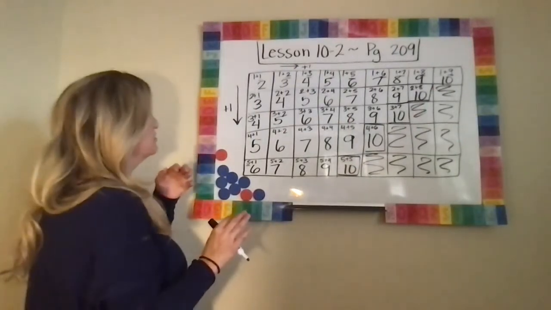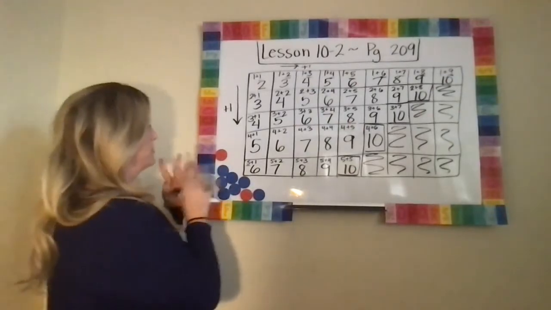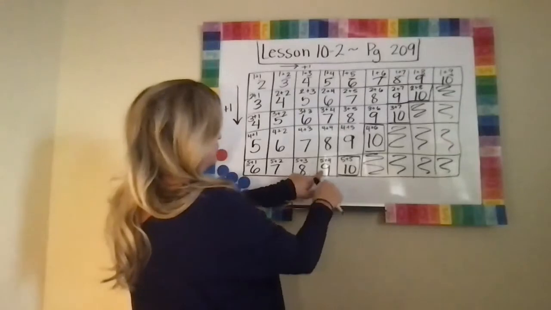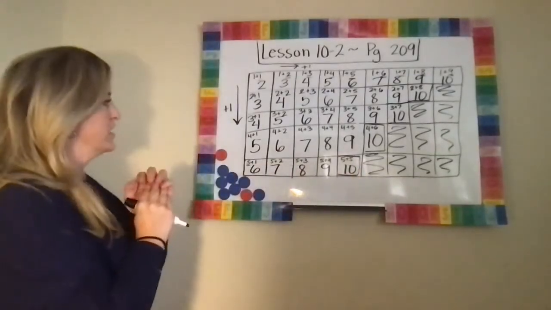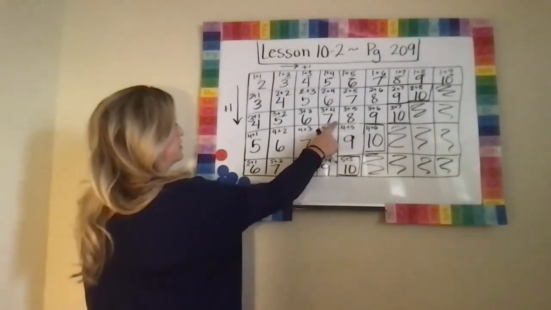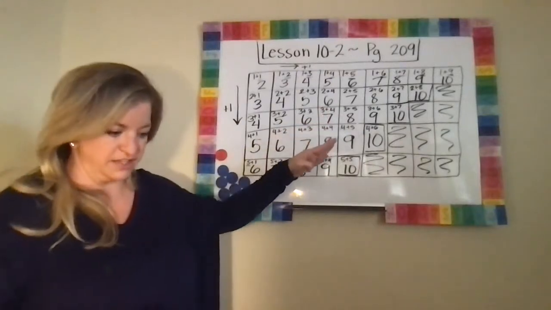Also, something I wanted to point out to you is that on some of these you have your opposites. So here you have 5 plus 4, but here it's 4 plus 5. So that would be that fact family, right? Here you have 4 plus 3, and here you have 3 plus 4. And notice how they are diagonal on those lines.